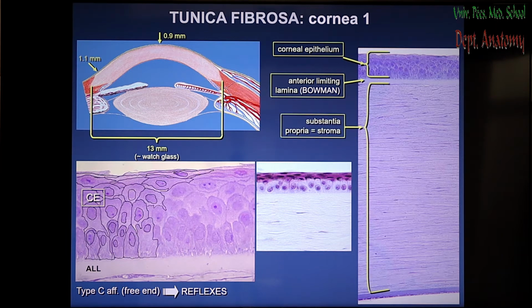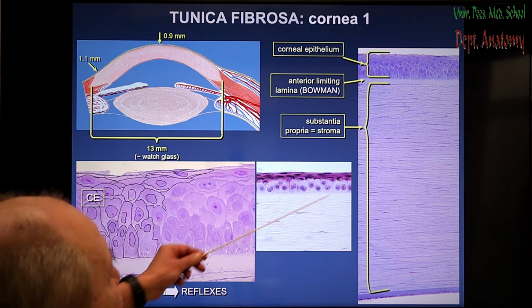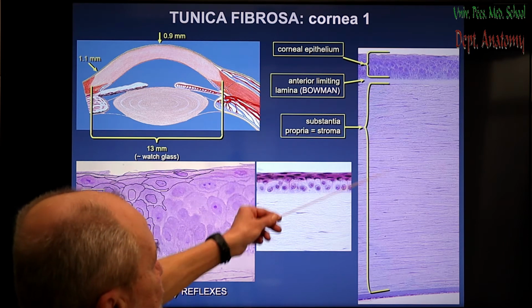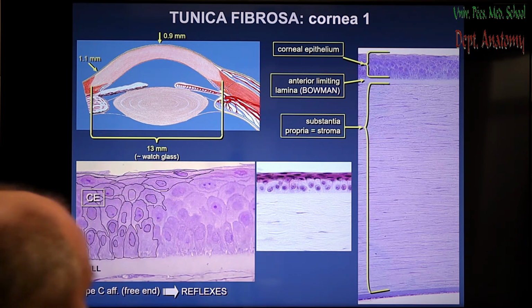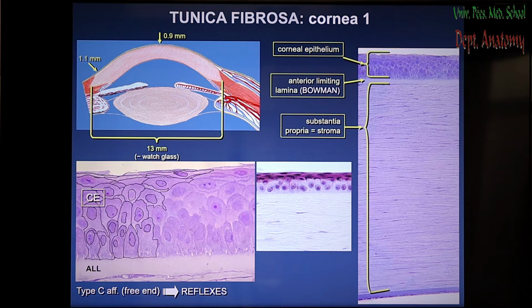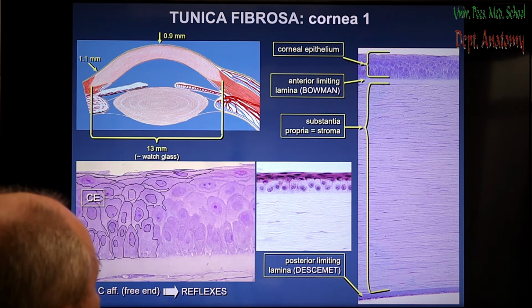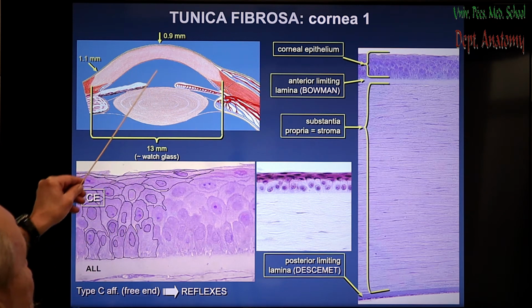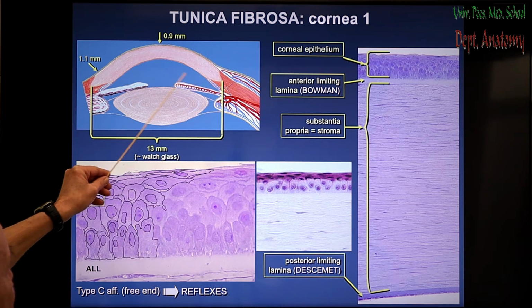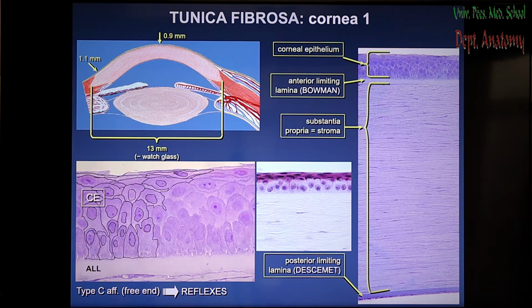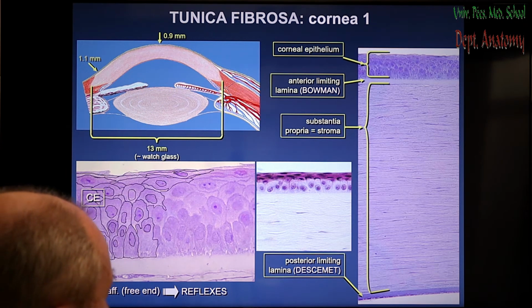And then comes the thickest layer. This one is the proper substance, the substantia propria, also called the stroma, of the cornea, which should be lined by another type of epithelium on the posterior surface, because the anterior eye chamber is full of liquid, and therefore the epithelium is needed here.